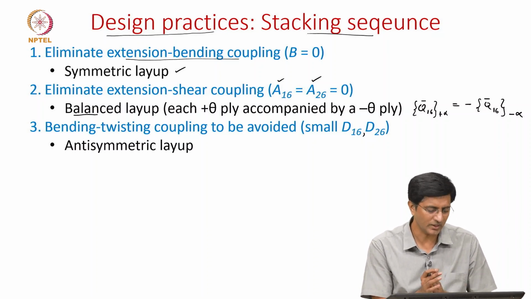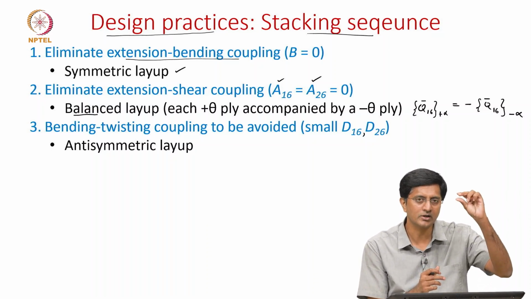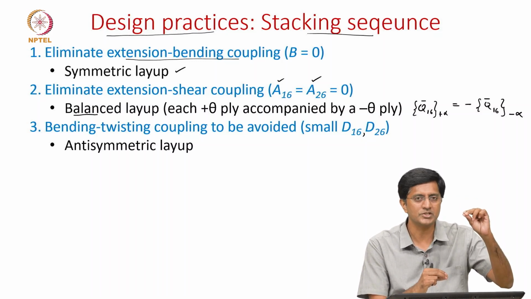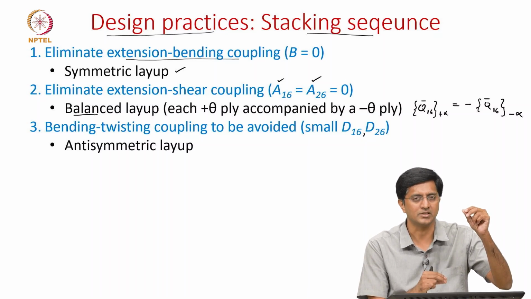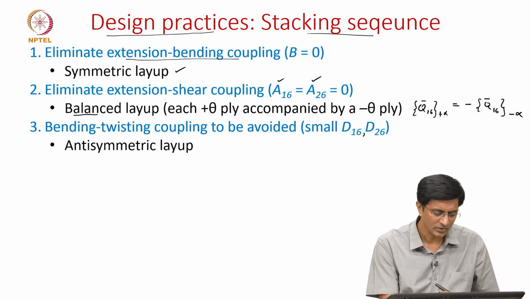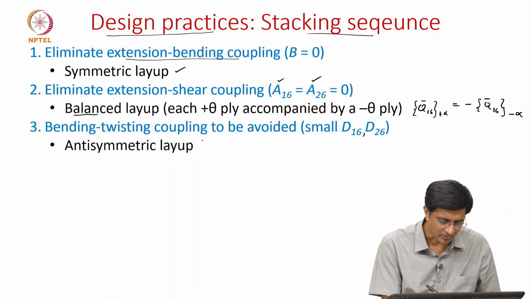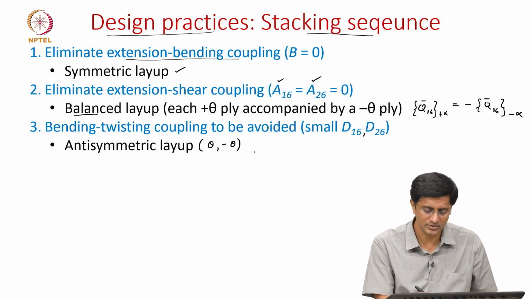Earlier we discussed antisymmetric, saying that it is very close to a symmetric layer, meaning that for every layer at the top of the midplane, there is a corresponding layer at the bottom of the midplane with the same material, the same distance from the midplane and the same thickness. The only difference is, if the top one is at an angle theta, the bottom one is at an angle minus theta, or the opposite angle. Why is this important? We are saying for every theta we have minus theta. And how does this help bring the D16 and D26 to 0?